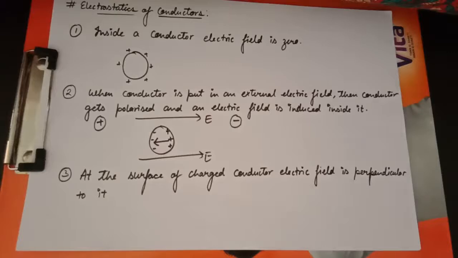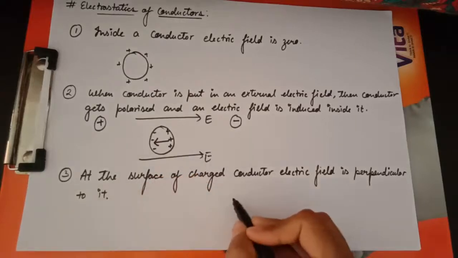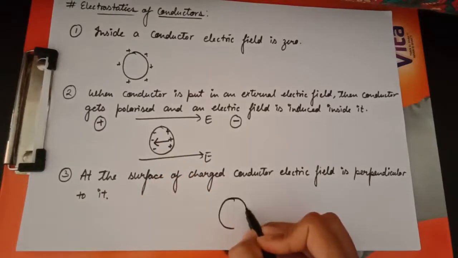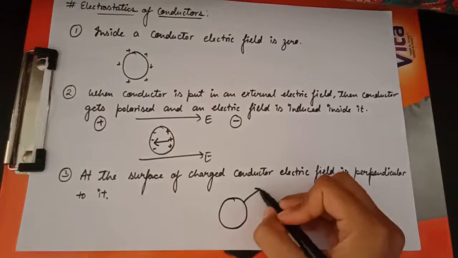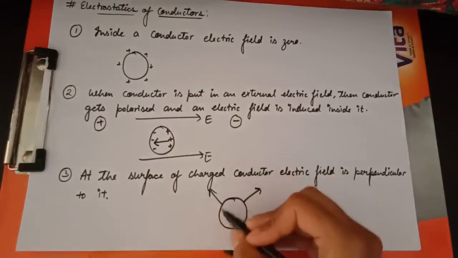Next is, at the surface of a charged conductor, the electric field is perpendicular to it. Means if this is your conductor, then the electric field lines will be perpendicular to the surface.